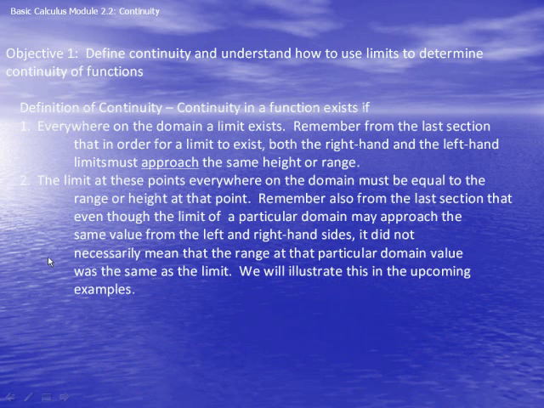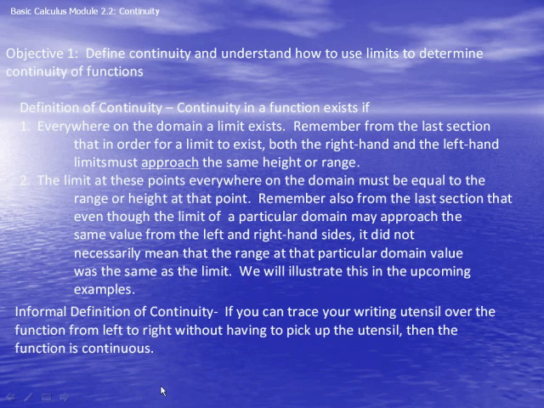Definition of continuity. Continuity in a function exists if everywhere on the domain a limit exists. Remember from the last section that in order for a limit to exist, both the right-hand and left-hand limits must approach the same height or range. Number 2, the limit at these points everywhere on the domain must be equal to the range or height at this point. Remember also from the last section that even though the limit at a particular domain value may approach the same value from left and right-hand sides, it did not necessarily mean that the range at that particular domain value was the same as the limit. We will illustrate this in upcoming examples.